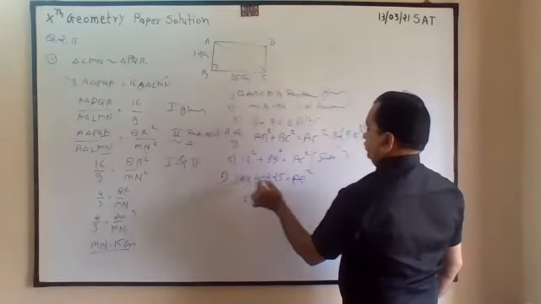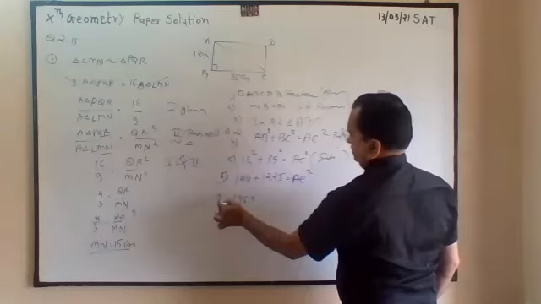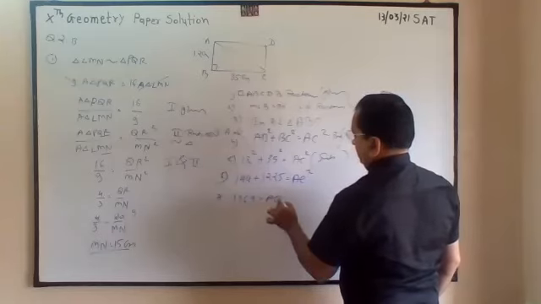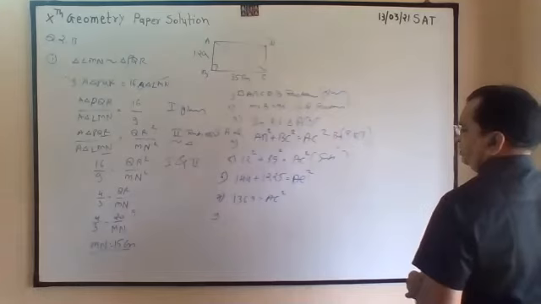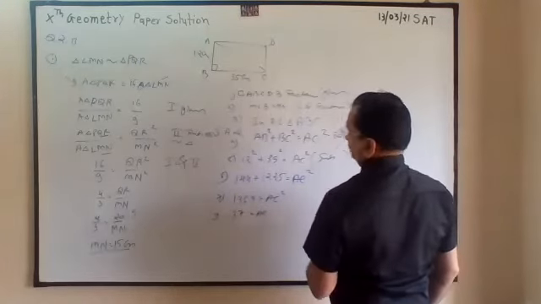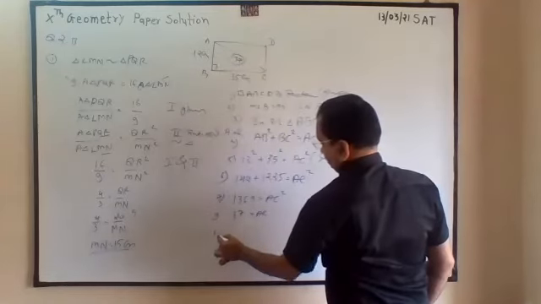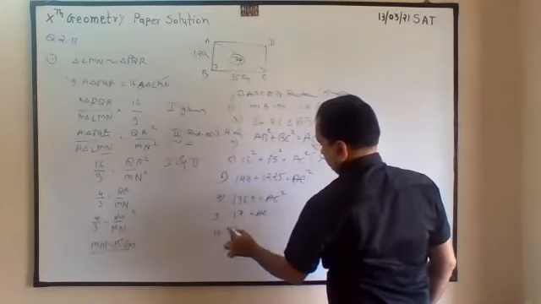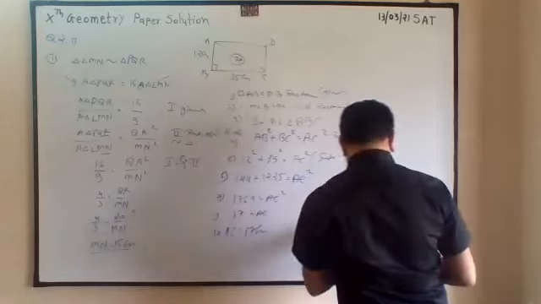This is 1. It will be 37. So this is 37. AC is equal to 37.